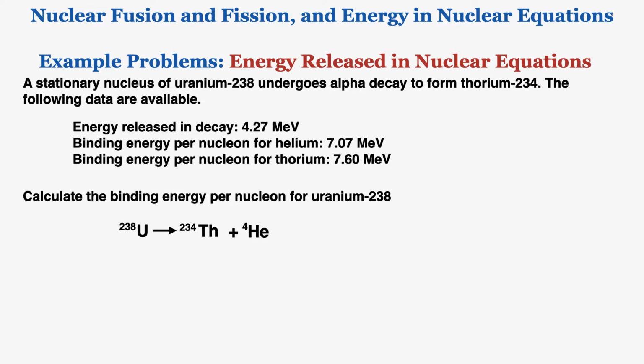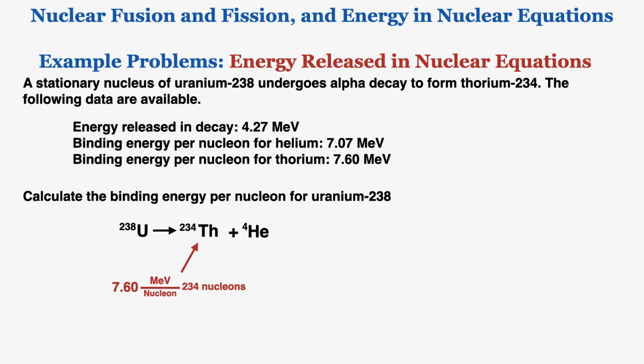Here's another example. A stationary nucleus of uranium-238 undergoes alpha decay to form thorium-234. The following data are available for the energy released in the decay, the binding energy per nucleon for helium, and the binding energy per nucleon for thorium. And this is asking us to calculate the binding energy per nucleon for uranium-238. So I know that alpha decay means the release of a single helium atom, which is why the equation is written in this way. So we just need to understand the total binding energy that exists after this alpha decay and use that along with the energy released to find the uranium's energy.